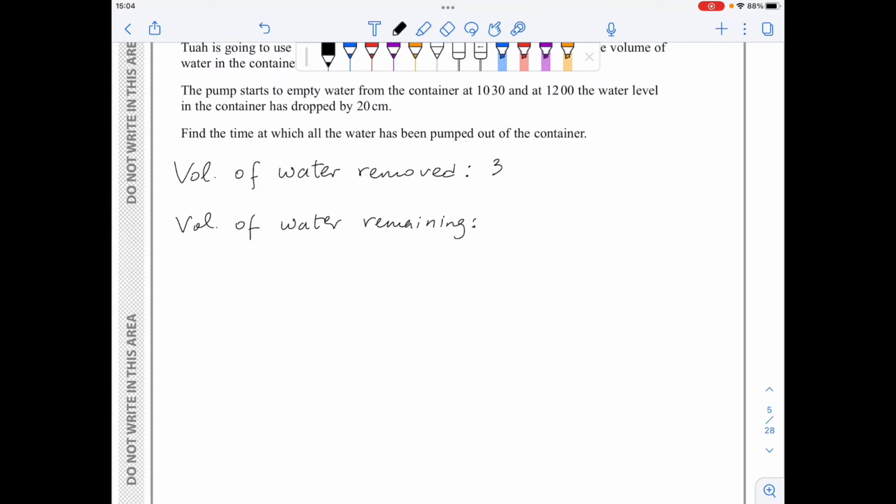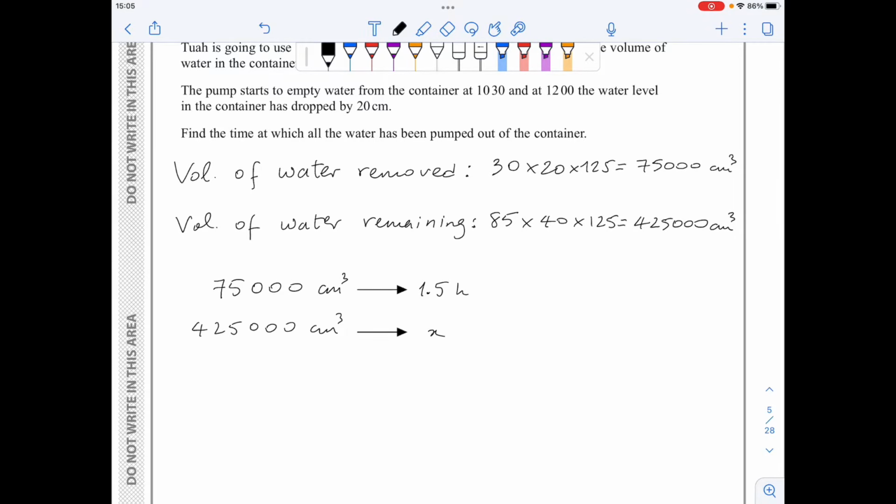For the water removed, 30 by 20 by 125, which gives me 75,000 cubic centimeters. And for the water remaining, that's 85 times 40 times 125, which is 425,000 cubic centimeters. Now, the water is being removed at a constant rate. So if I want 1.5 hours, that's between 10:30 and 12, for 75,000 cubic centimeters, how much time do I need for the remaining water?